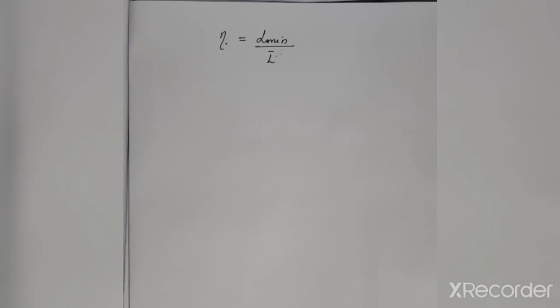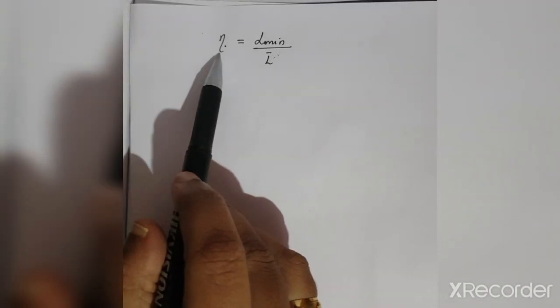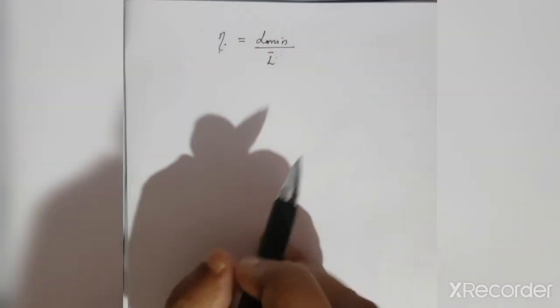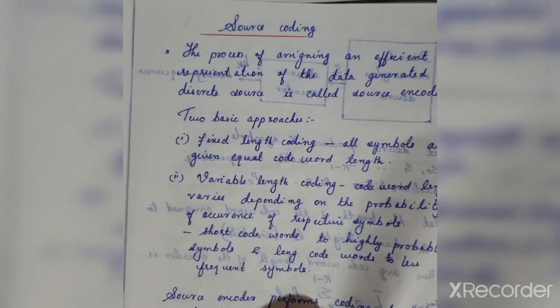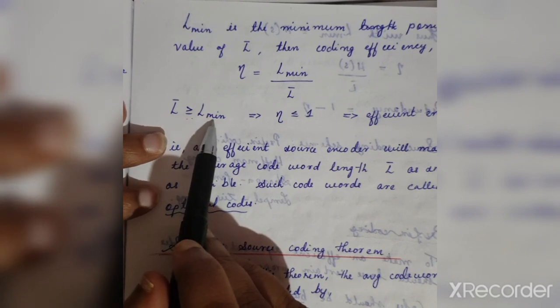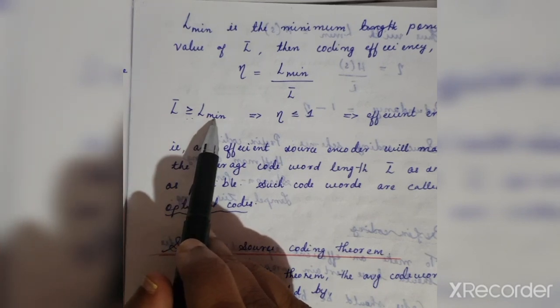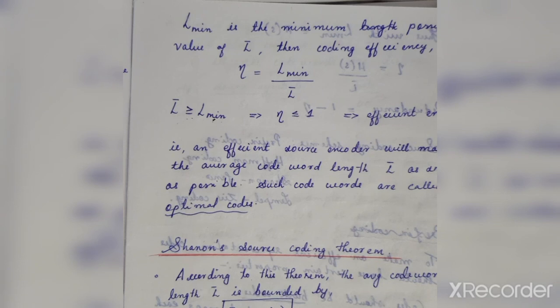As the length of the code word increases, the efficiency of our code decreases. So for the efficiency to reach 100%, your L bar should be kept as minimum as possible. But there is one condition: your L bar should be greater than or equal to L minimum. Your L bar should be kept as low as possible, but at the same time it should be greater than or equal to L minimum. That is the condition for a good code or an optimal code.